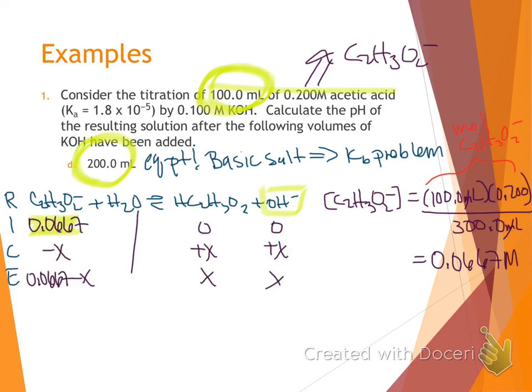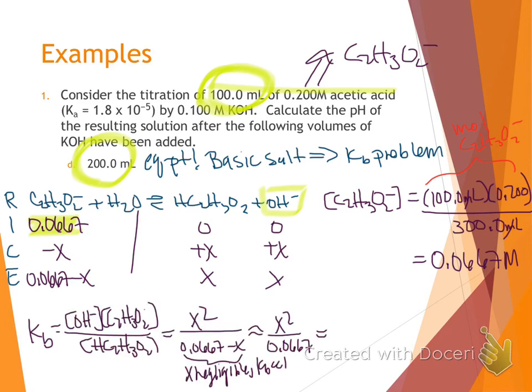At this point, this problem becomes nothing new. We have the initial concentration of our salt. We can go and plug into our RICE table. It is a basic salt producing OH-, so we must do a Kb problem. So after we've plugged that all in, we get our x squared over 0.0667 minus x. X is negligible. This is all equal to our Kb.